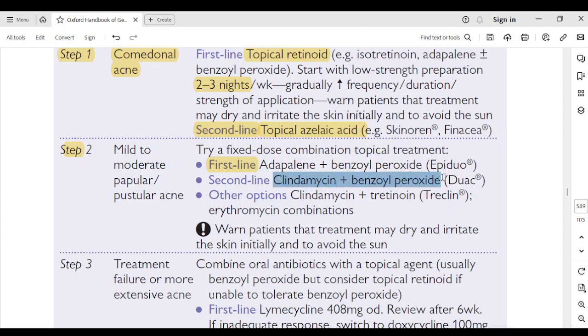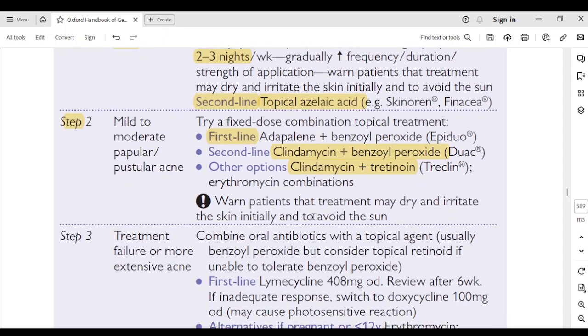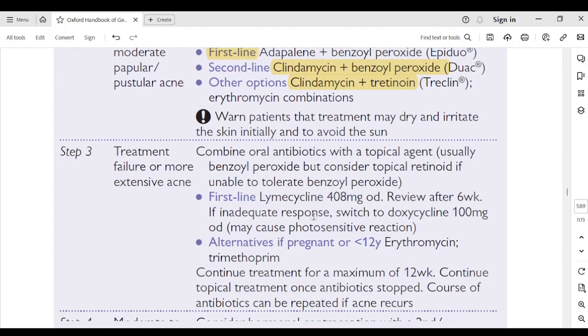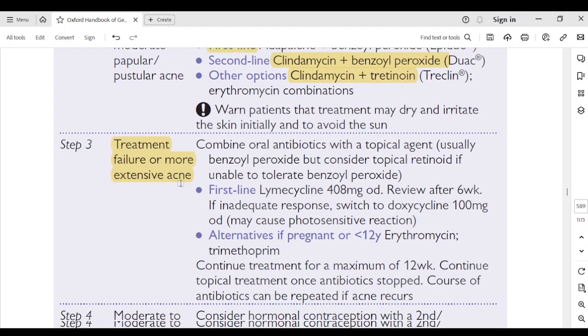Second line is clindamycin plus benzoyl peroxide, Duac. Other options: clindamycin plus tretinoin, Treclin, or erythromycin combinations. Warn the patients that the treatment may dry and irritate the skin initially, and to avoid the sun. Step 3. Treatment failure and more extensive acne.